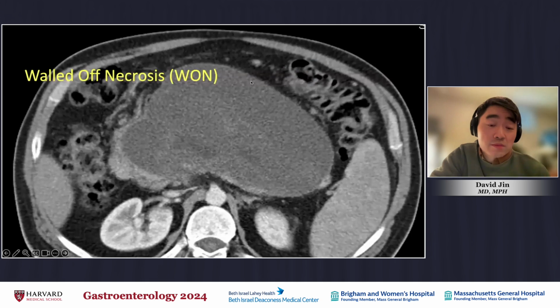After about 4 weeks, the patient with necrotizing pancreatitis may form a walled-off necrotic collection, or walled-off necrosis. This is a heterogeneous fluid collection that's formed this rind, if you will. It's organized, and at this point, it is ready to be intervened upon with endoscopic, percutaneous, or even surgical drainage if clinically indicated.